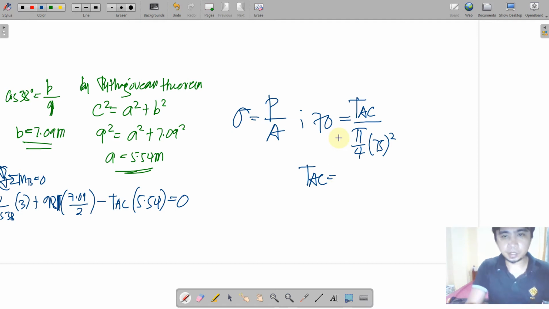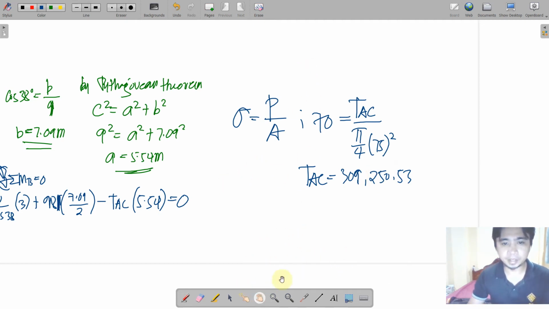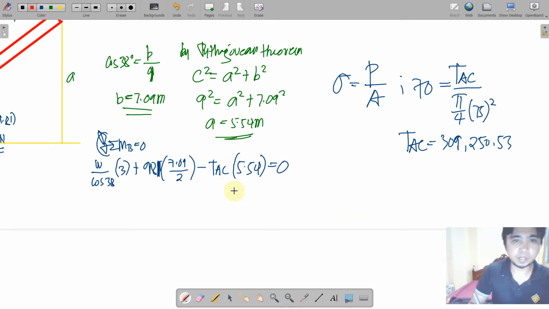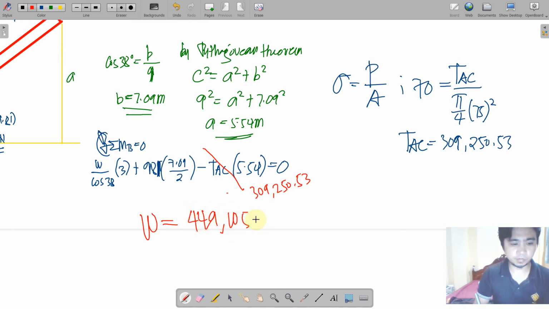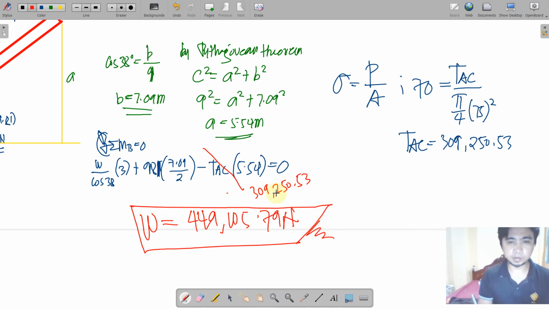So how much is TAC? We have here 309,250.53. Okay, so knowing that, you know the next step, just substitute here 309,250.53, and then finally W is obtained. So we have 449,105.79 Newton. So that's the answer. Okay, so that's it for our solutions. Thank you, so have more practice and good day.